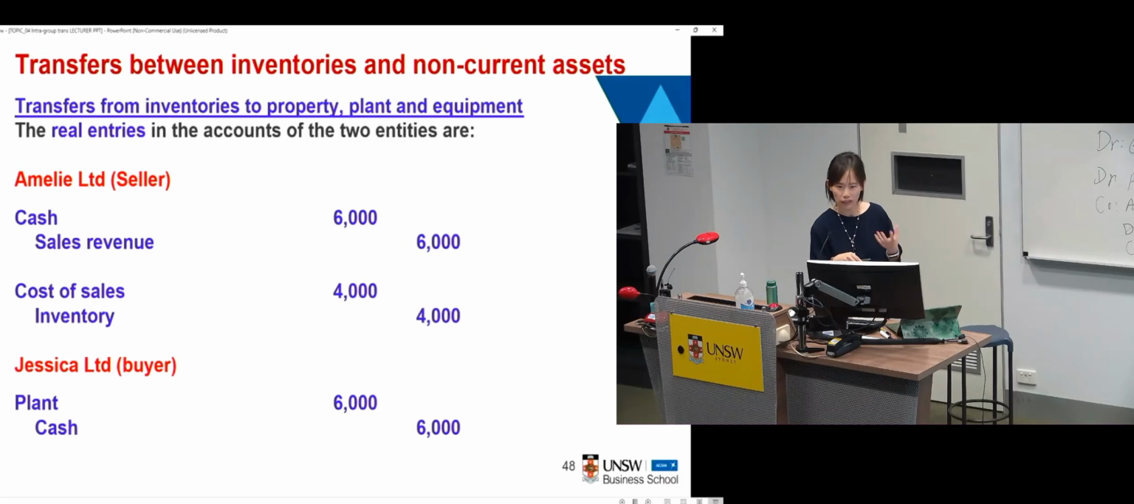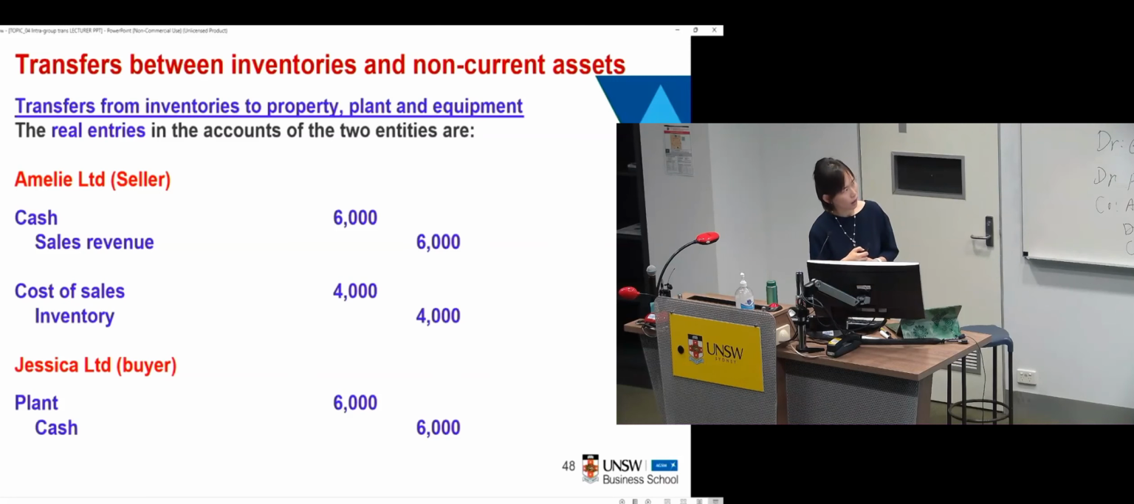its carrying amount is overstated compared to the group. From the group viewpoint, the plant should show a balance of 4,000, represent the original cost to the group. After Jessica acquired this plant, recognized 6,000, now this is overstated by the legal entity, right? Need to be adjusted in the worksheet.